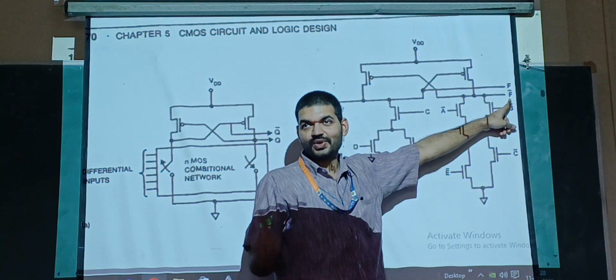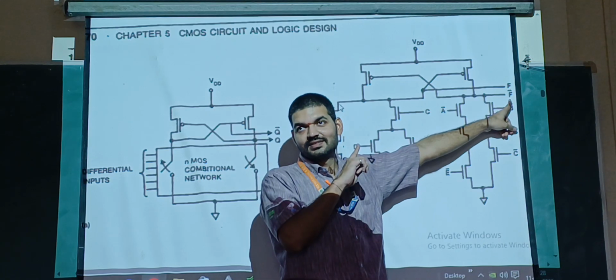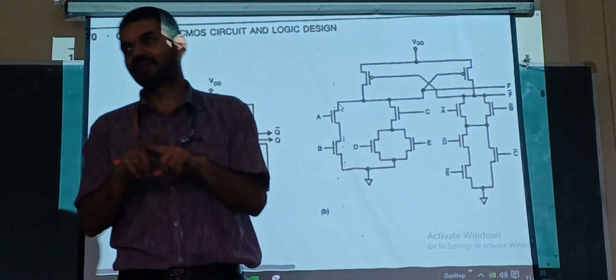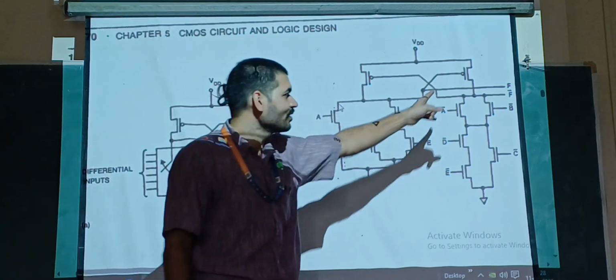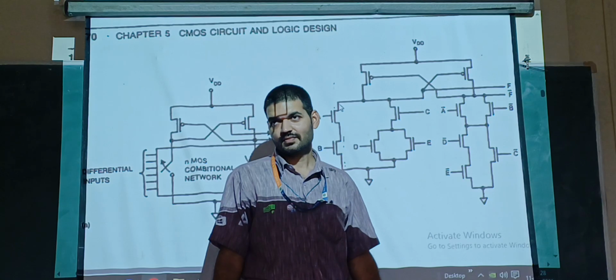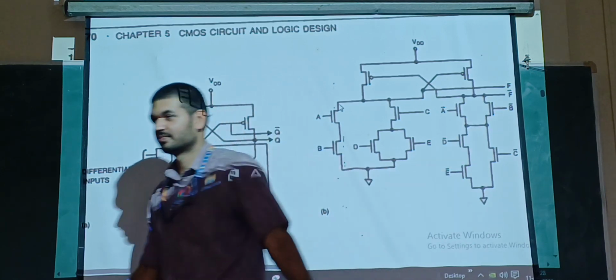So F bar is 1. What is F? 0. Therefore I said we get the complemented output. F is 0, F bar is 1. And these are completely off. These are completely off. Okay.